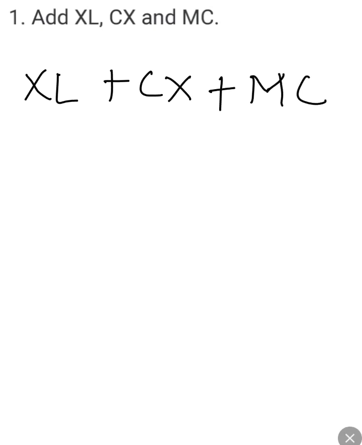Before I add, I have to convert each of them to the Arabic equivalent. Now, XL: remember, we have a smaller Roman letter behind a bigger Roman letter, and because of that, it is going to be subtraction. So L is 50, then the X behind is 10.